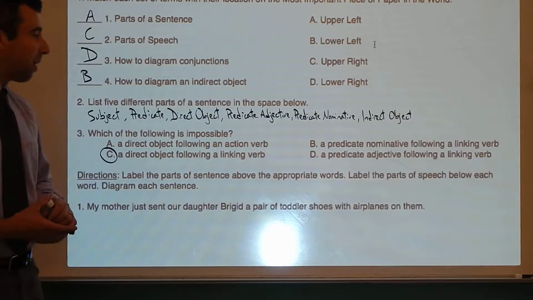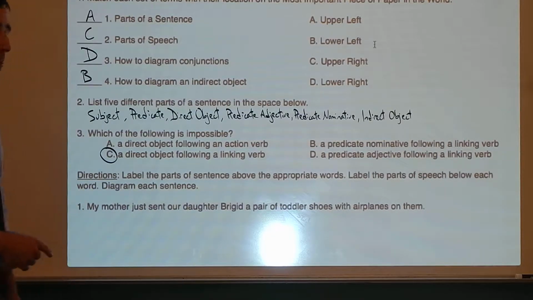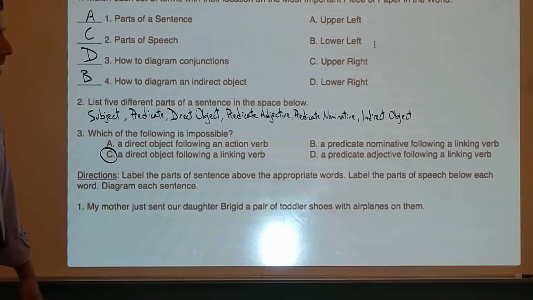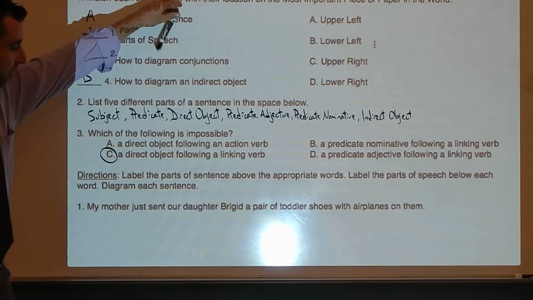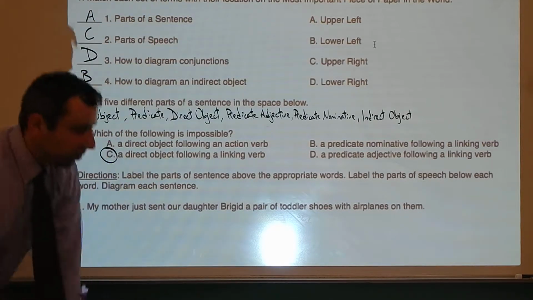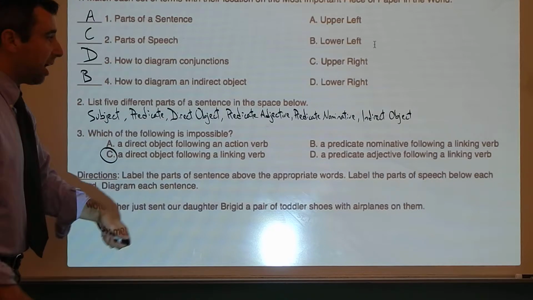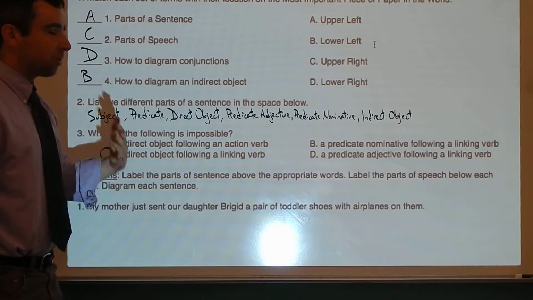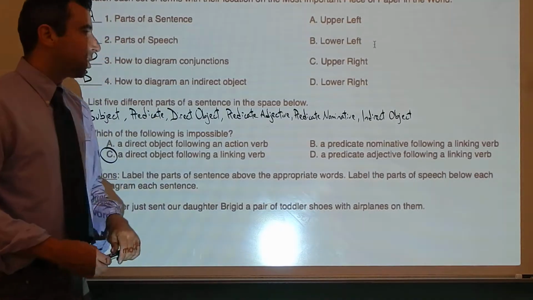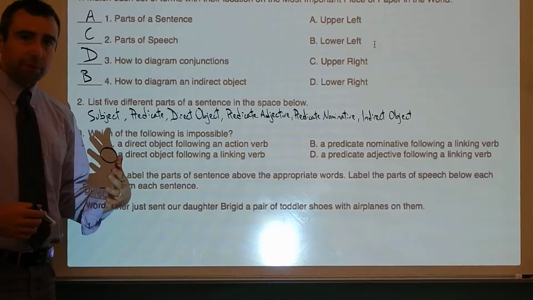Direct objects only follow action verbs, as in like, Mr. Day poked the whiteboard. Or I dropped the marker. Or I excused myself. Those are all direct objects. Those are all action verbs in those sentences. D, a predicate adjective following a linking verb. Nope, that always happens too.